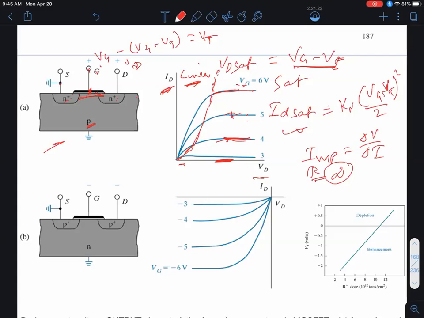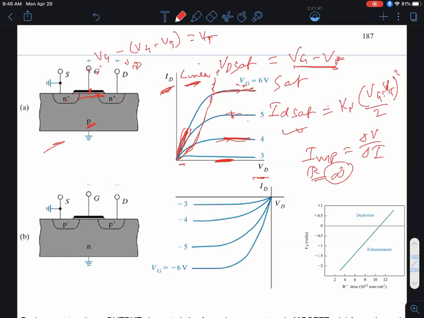Okay, you get a linear dependence of drain current with drain voltage, where the slope depends on the gate voltage, right? Higher the gate voltage, more inversion charges, therefore the channel becomes more conductive, and the slope is steeper, okay? Meaning it's more conductive or less resistive, okay?